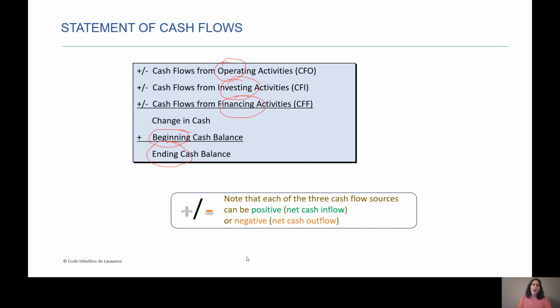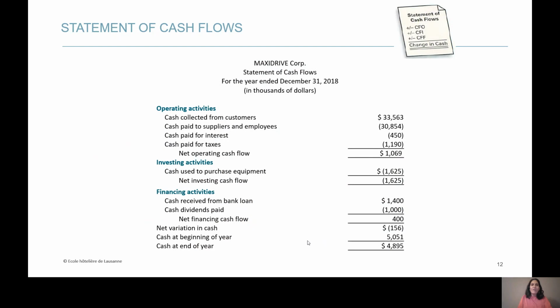Let me show you a little bit more how a cash flow statement looks like. Here you have MaxiDrive Corporation. You recognize the first section, the operating activities section. You recognize the second section, the investing activities section, and the third section comprises in the statement of cash flow, the financing activities section. If I put together these three amounts, 1,069 from O minus 1,625 from I, and plus 400 from the financing activities section, I will get here to minus 156.